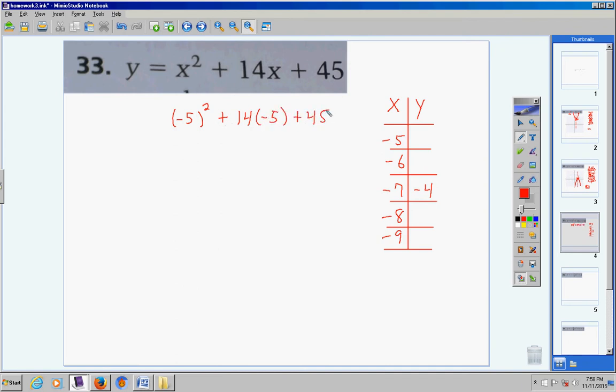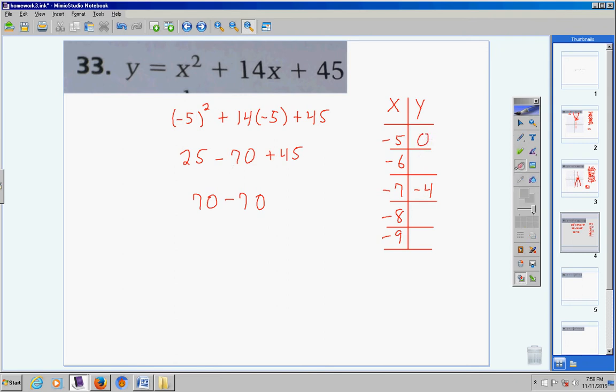When you square your negative 5, you get positive 25. When you take a positive times a negative, you get a negative 70. Then bring down your positive 45. Your two positives add up to a positive 70, I believe. And bring down your negative 70. So 70 minus 70 gives you a 0. So when you put negative 5 in, you're getting out 0.